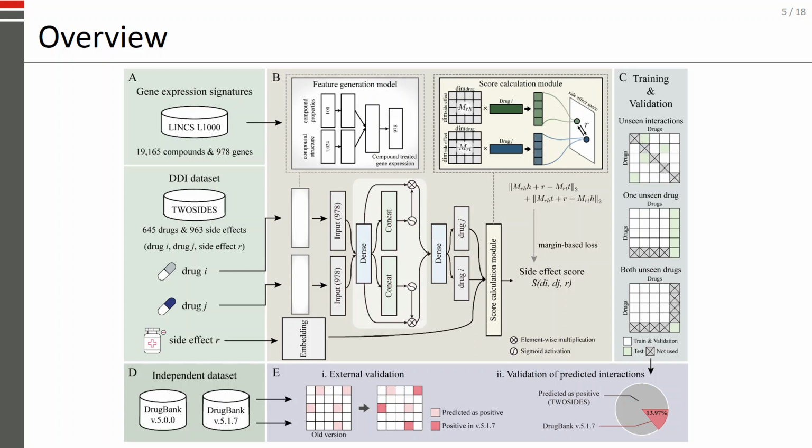Given drug pair and side effect data, each drug feature is obtained using the feature generation model, and then drugs pass through neural networks with gated linear units to consider the co-administration effects. Finally, using latent representations of drugs, the side effect score is calculated. The model is evaluated considering 3 DDI cases, and the model was validated with an independent dataset of DrugBank.